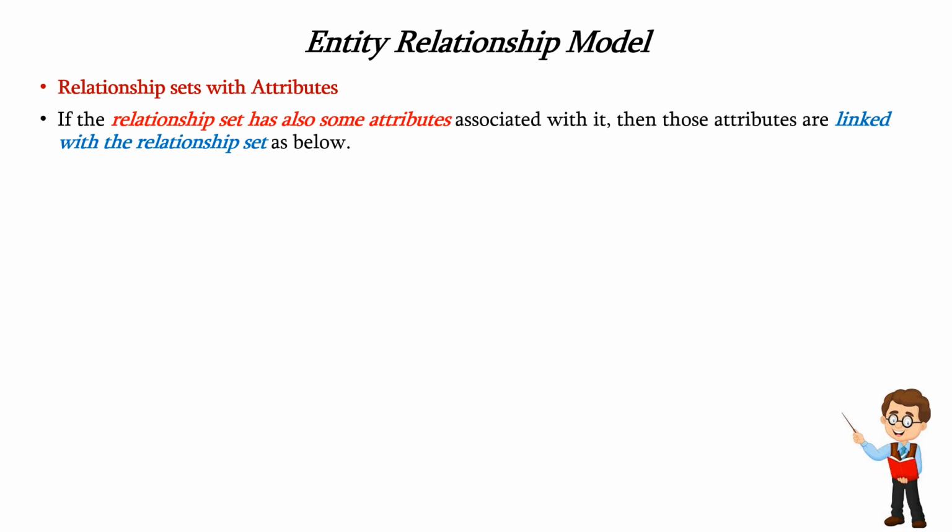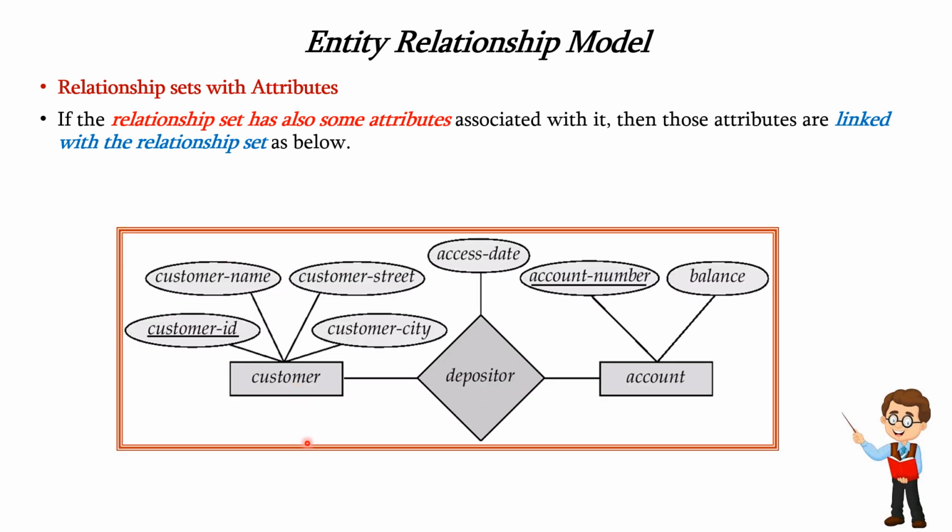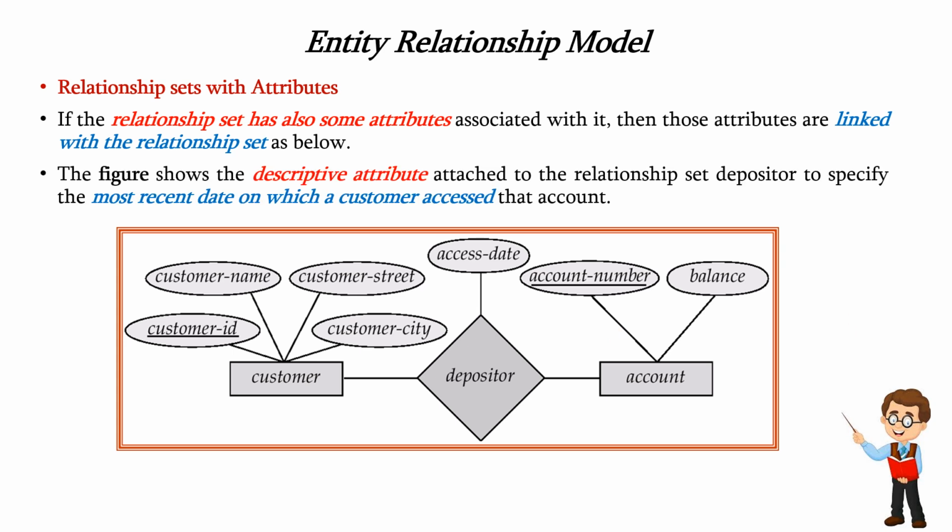Next, relationship sets with attributes. If the relationship set also has some attributes associated with it, then those attributes are linked with the relationship as shown in the diagram below. Here a customer deposits an amount in the account. We can represent the access date, that is when that particular customer last accessed the account, with the access date. It is associated with the relationship depositor. If you have attributes associated with the relationship, we can represent them with the relationship set like this. This is called a descriptive attribute.